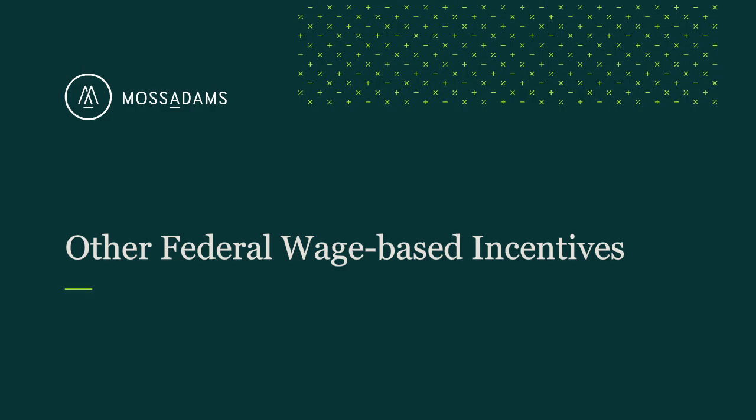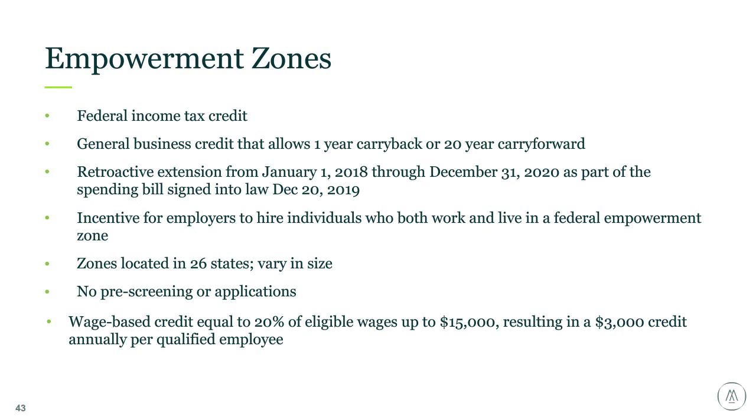There are two more federal wage-based incentives that we want to briefly discuss. The first being the Federal Empowerment Zone Credit. This was retroactively extended from January 1, 2018 through December 31, 2020, again, as part of the spending bill. It's an incentive for employers to hire individuals who both work and live in a federal empowerment zone. Currently, there are zones in 26 states. Each zone varies significantly in size, some covering a few acres, while others almost the size of an entire city.